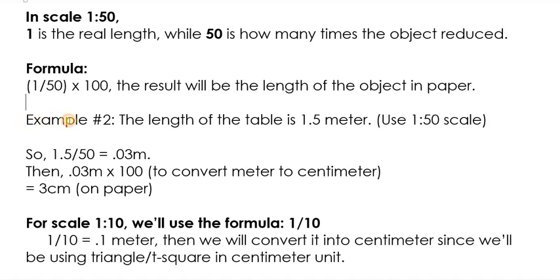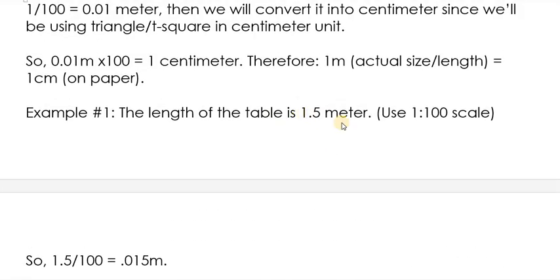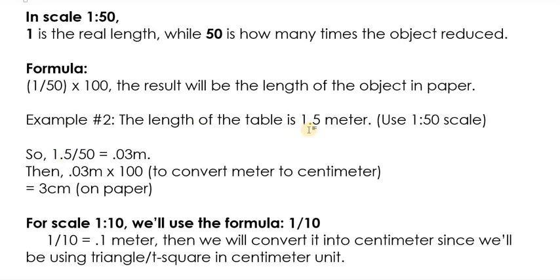So let's take a look at example number 2. The table, the same one we used in the previous example, is 1.5 meters. Here it is again 1.5 meters, but we will use a scale of 1 is to 50. So 1.5, again, is the real length of our object, 1.5 meter.